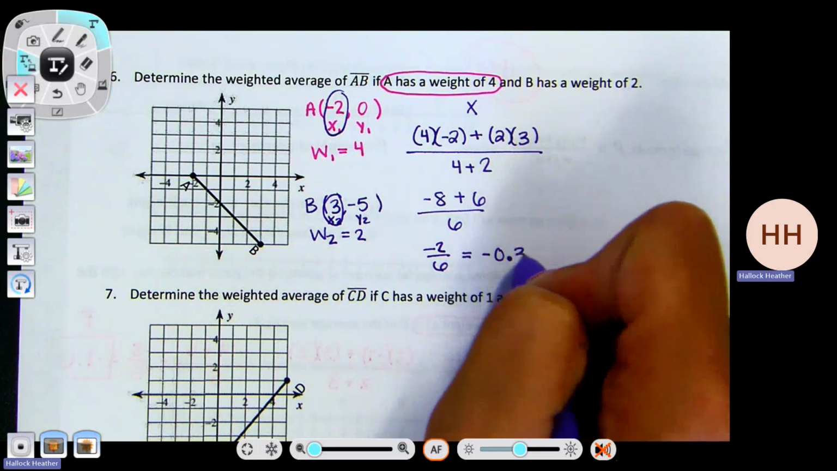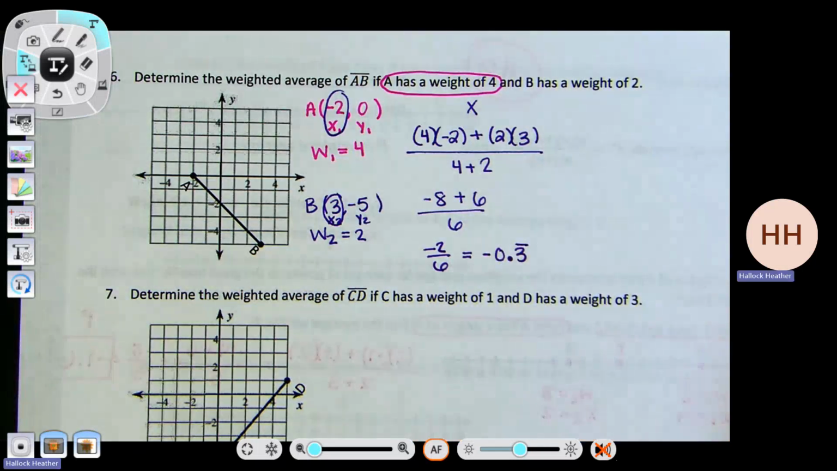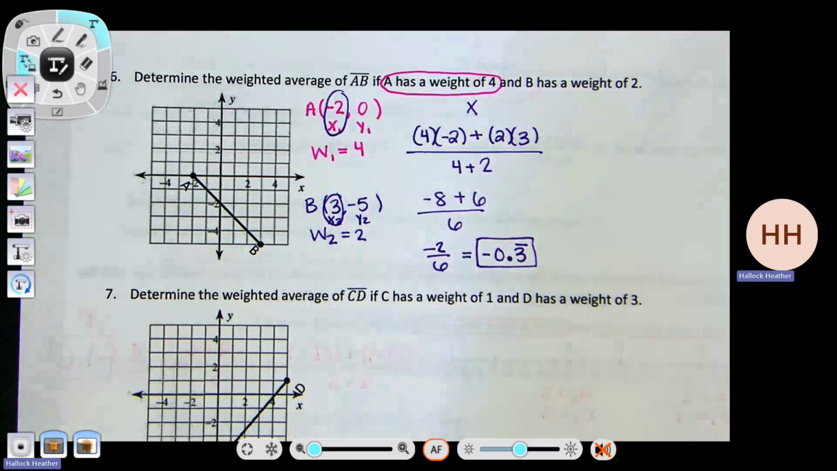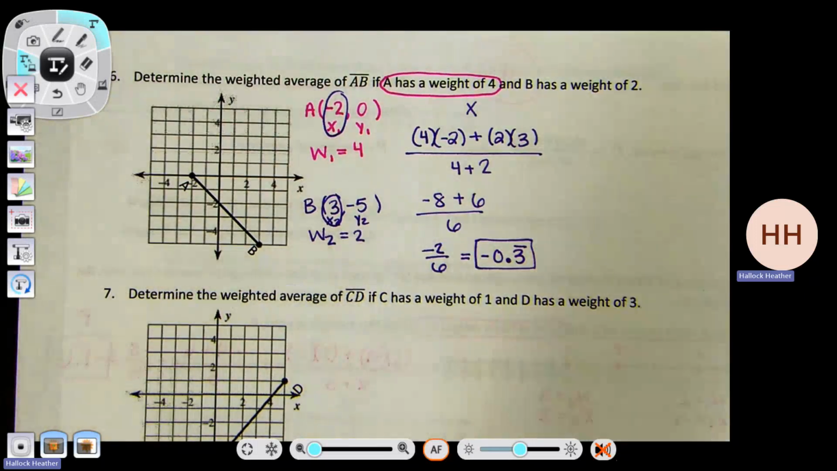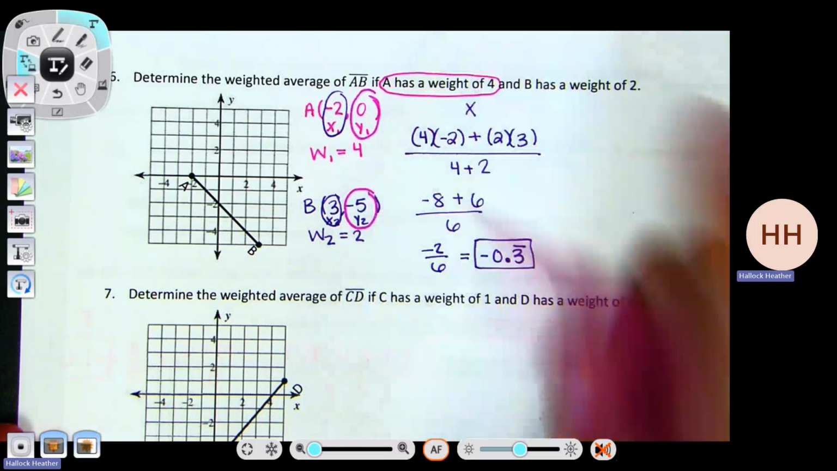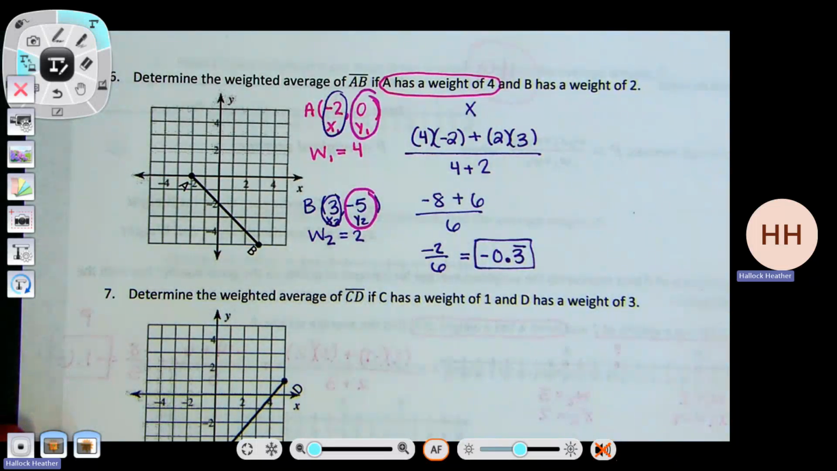-0.3 repeating. Okay, so you could leave it as 1/3, 2/6, honestly. If you leave it as a fraction, just reduce it. So that would be 1/3, or just write it as a decimal. We're going to do the same thing for y. This time you're using the coordinate points and the weights, but you're only talking about the y's. So I'm doing the same thing, but now I'm using y1, y2, and the weights.